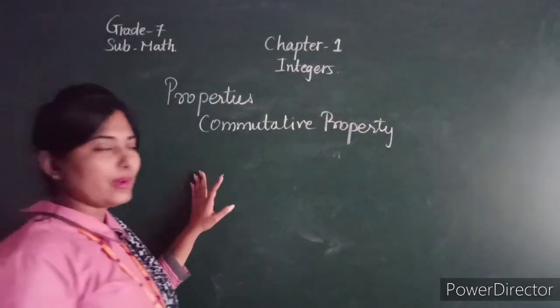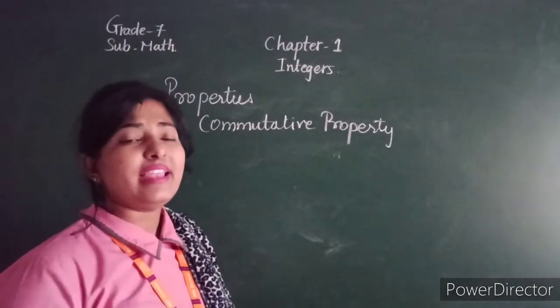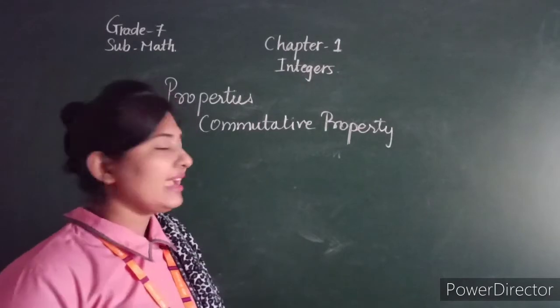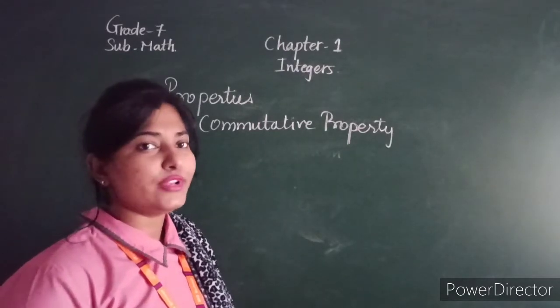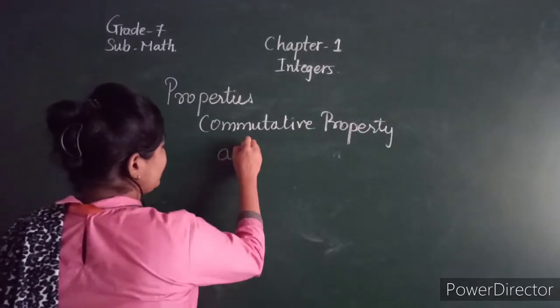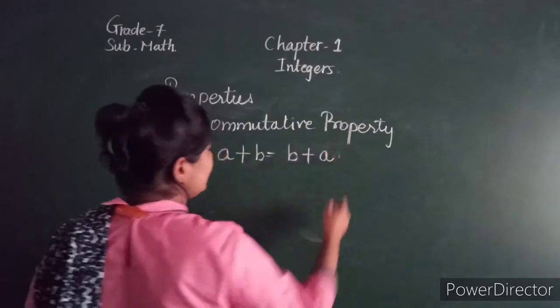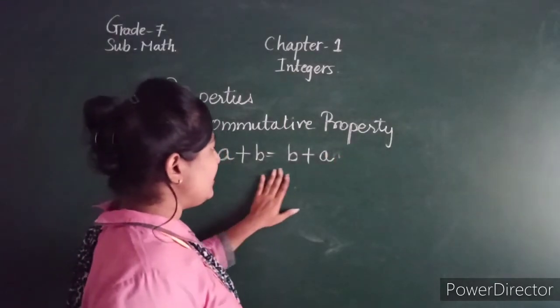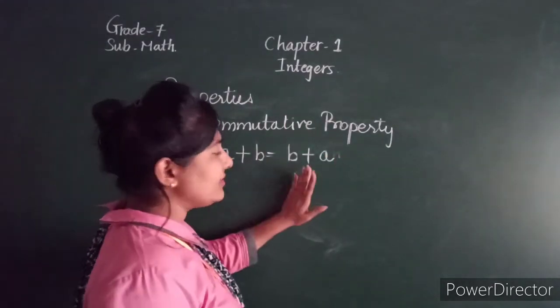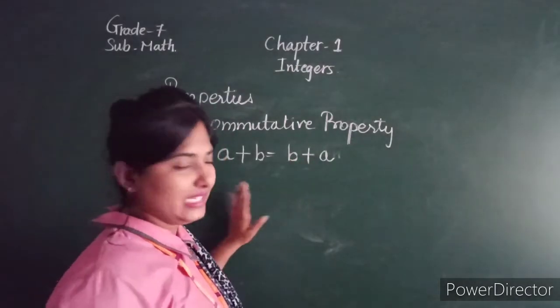So commutative property: if you add any whole numbers in any order, you will get the same whole number. For example, if you add a plus b, this is the LHS side, and this is the RHS side, b plus a, both are equal.